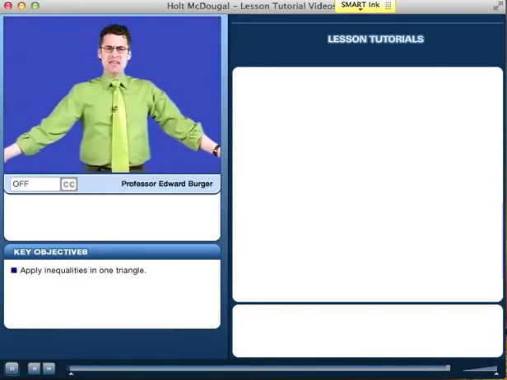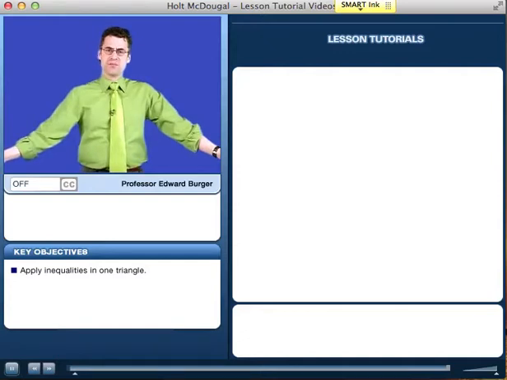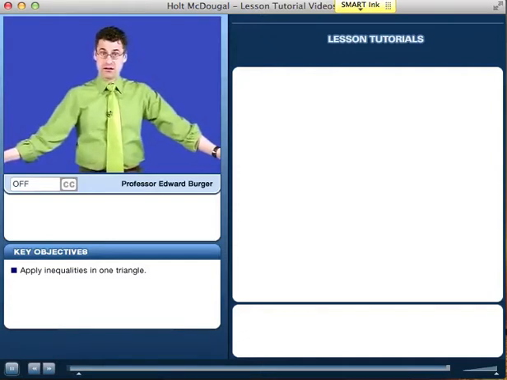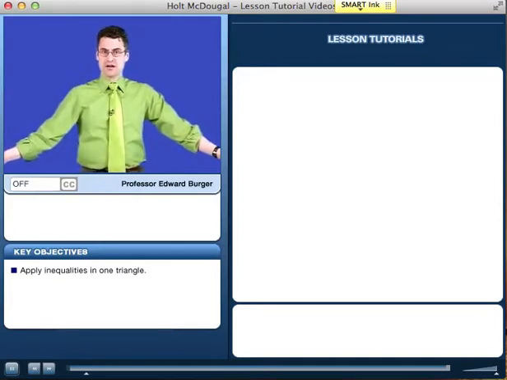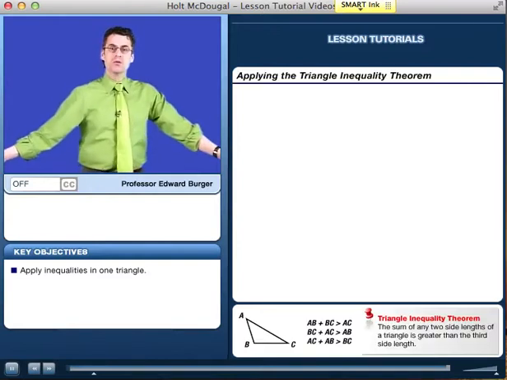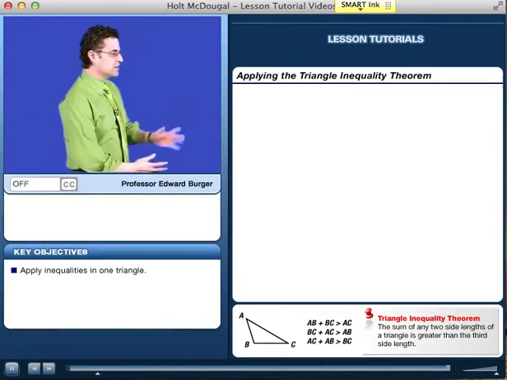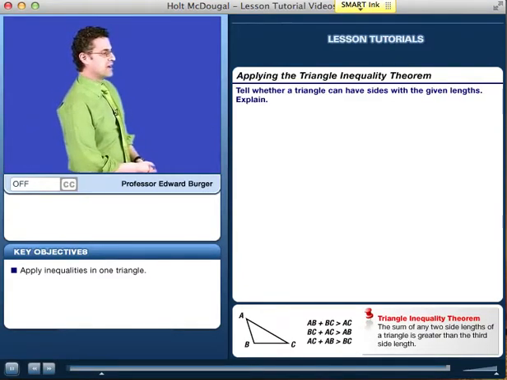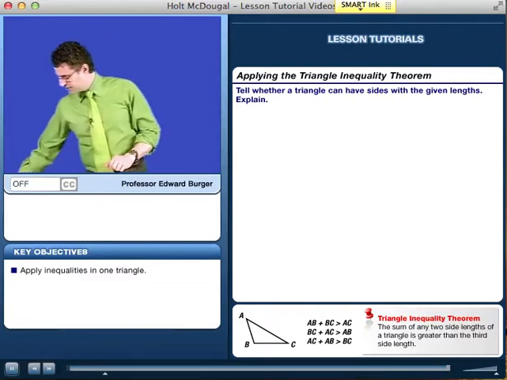I mean, if we just are given any three positive numbers, is it the case that we can make a triangle where the lengths of the sides of the triangle are, in fact, those three positive numbers? We know the answer is no by the triangle inequality. We know that a particular inequality has to hold. So let's tell whether a triangle can have the sides with the given lengths. So here we go.